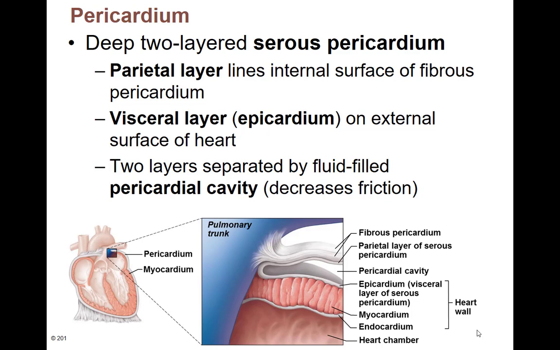If there was no fluid there, those two membranes would constantly be rubbing against each other, creating too much heat around the heart and damaging tissue. And so we have that nice fluid that reduces friction. We shouldn't have any rubbing of membranes, otherwise you end up with lots of other problems: damage and heat and all that stuff. The fluid just reduces all that friction.